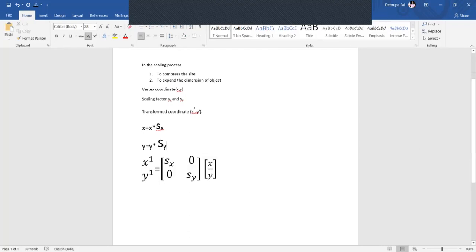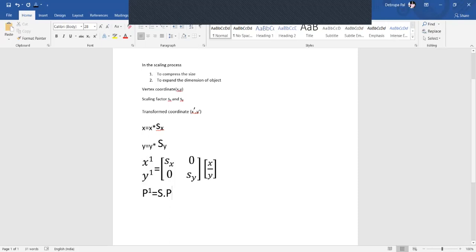Now, we can say that it looks like P1 is equal to S dot P, where P1 is the scaled point. This shows the scaling process.